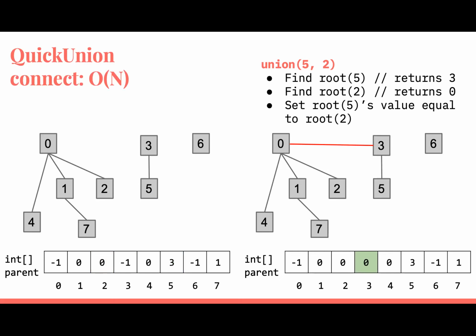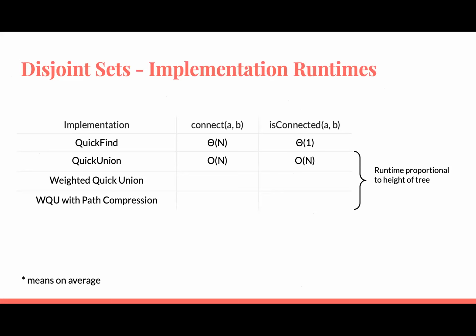And then to run this connect operation, we can think about the worst case possible time. What if we have a spindly tree where everything is essentially a linked list? Well, it'll take n time to traverse that tree. As you can see, is connected works in the same way. For the remainder of the implementation, you'll see that the runtime heavily depends on the overall height of the tree. So both of them will run in linear time.